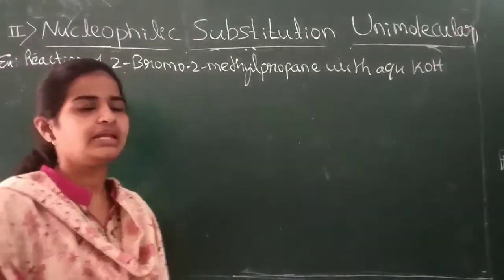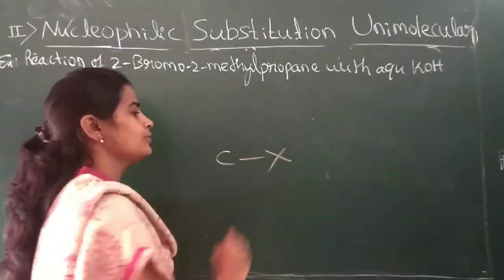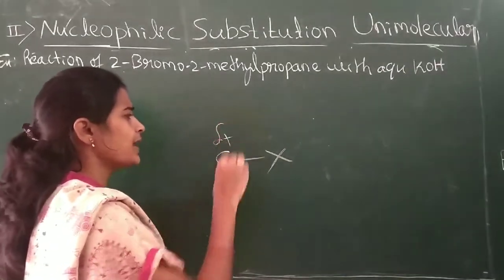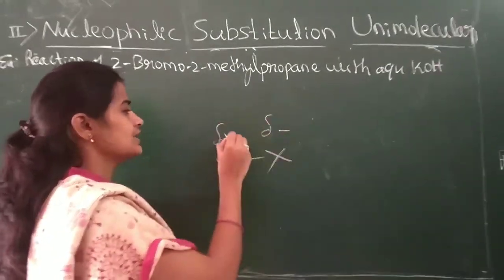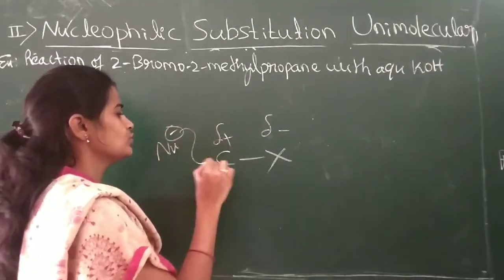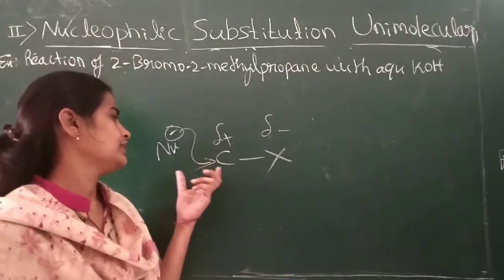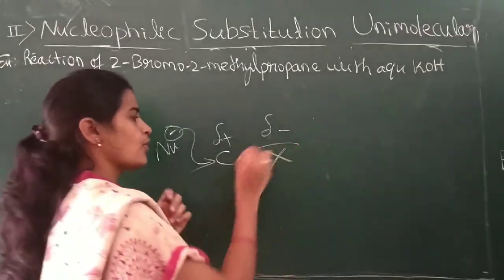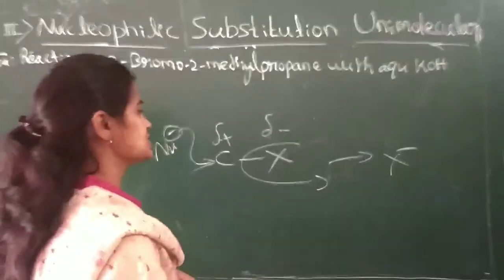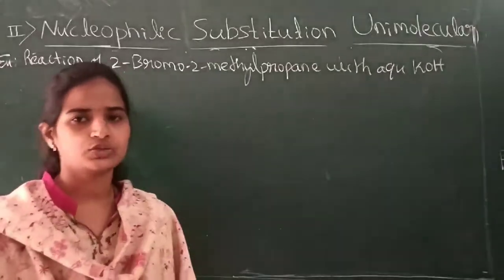What is the meaning of nucleophilic substitution reaction? We have studied it. There is a bond between carbon and halogen, and it is partially polar in nature, partially positive and partially negative. Hence an electron-rich nucleophile can come and attack the carbon atom. This bond will be broken, leaving as a halide ion. We discussed this in the previous class. These are called nucleophilic substitution reactions.